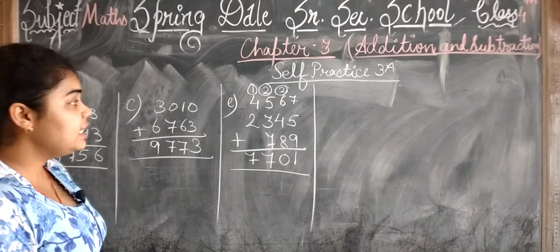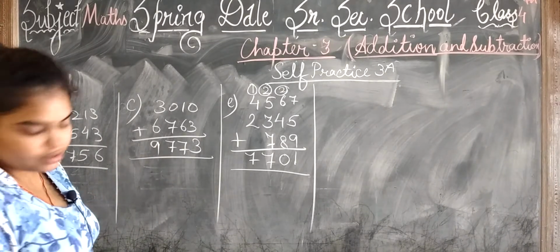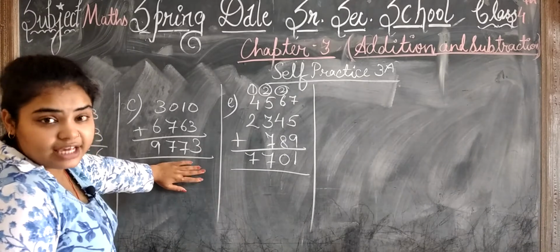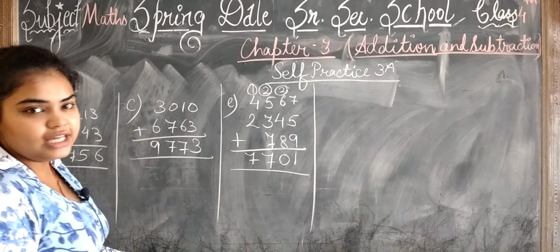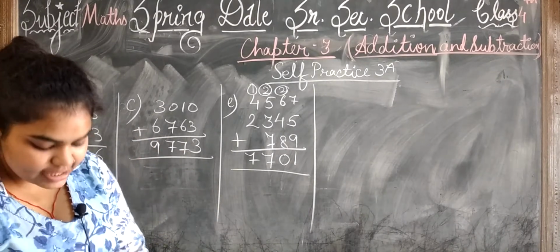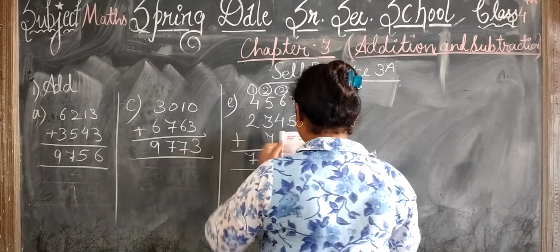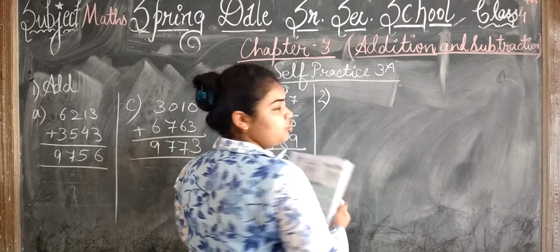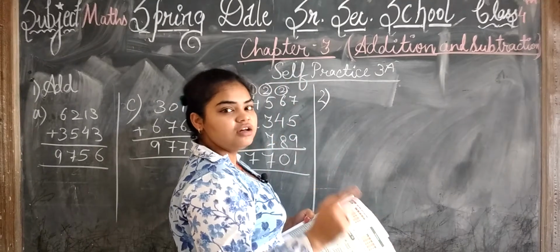I will give you the homework at the end, what you have to do in your notebook and the book. The rest of the questions of part A, question number 1 add, you have to do in the book only. But now we are going to start with question number 2, the word problem. You have to write the whole question in your notebooks.